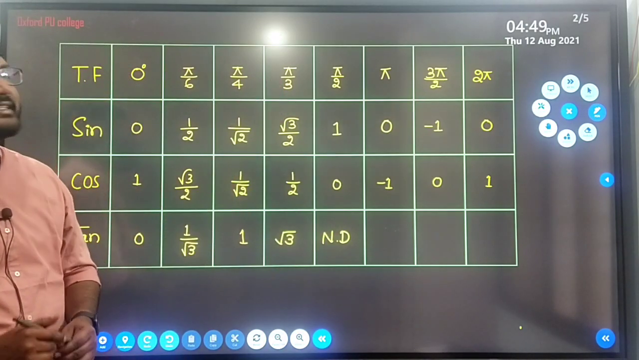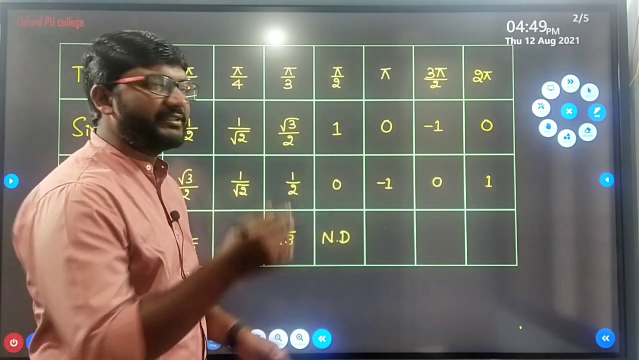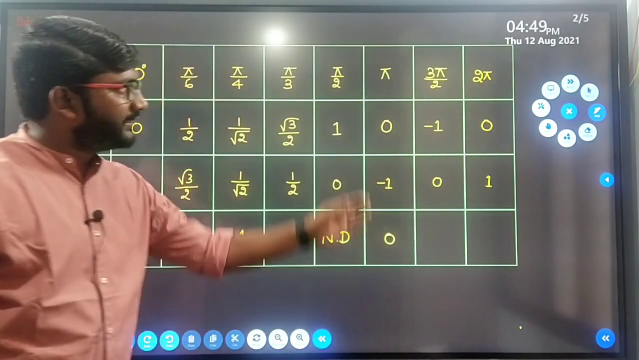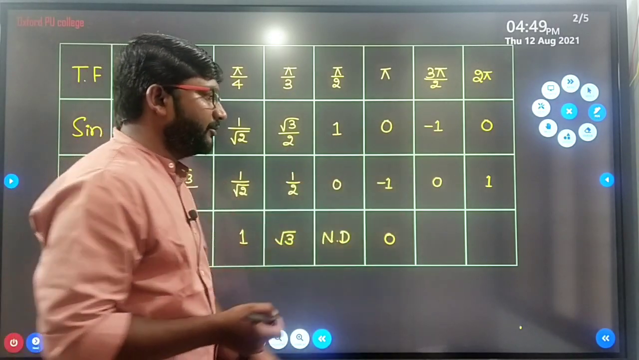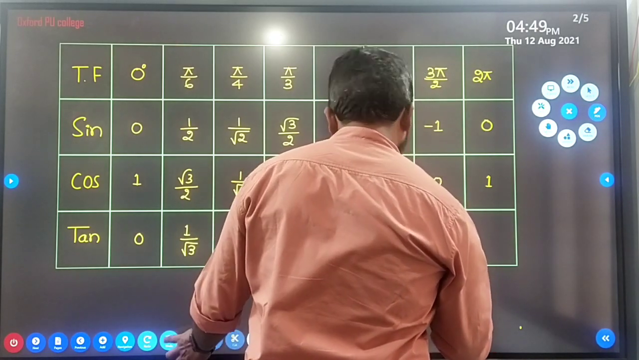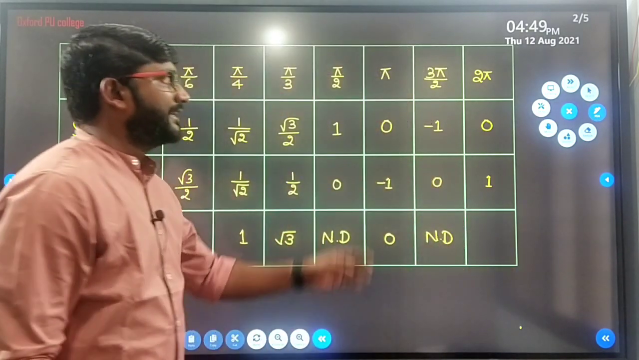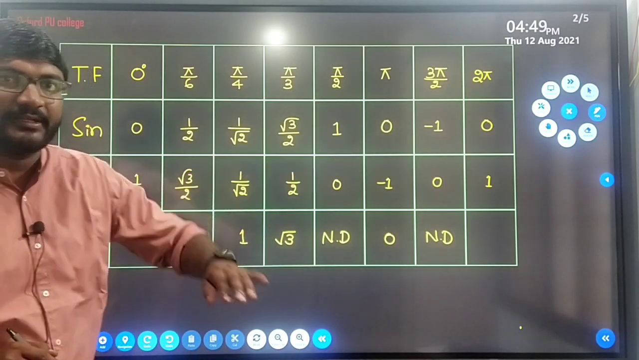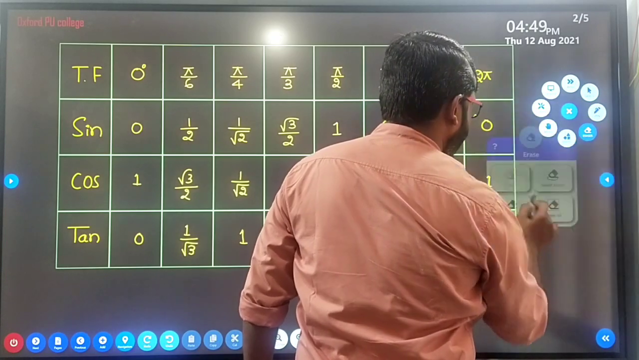Then what is the next angle? It is pi radian or 180 degree. So it will be 0 by minus 1, it will be 0. Then the next one, it is 3 pi by 2 or 270 degree. So minus 1 by 0, it will be ND or not defined. Then the next one, it is tan 2 pi or tan 360 degree. 0 by 1, it will be 0. So this is the complete table.